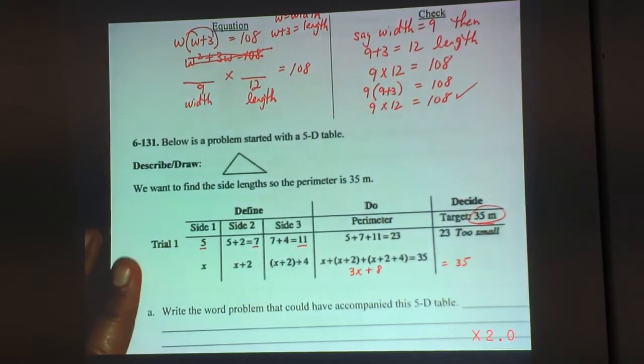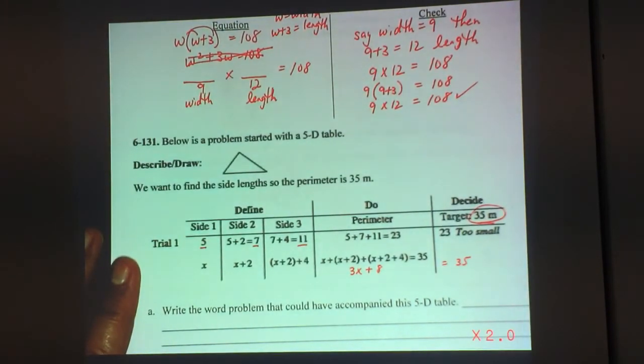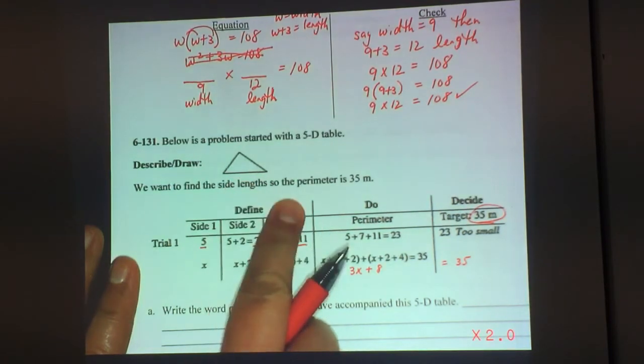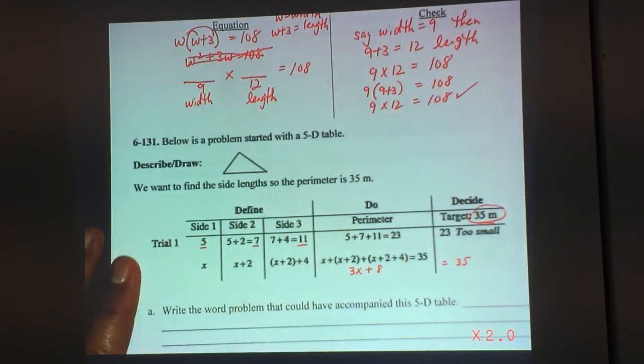All right. So A. Write a word problem that could have accompanied this 5D table. Well, they kind of already gave it away by telling you that we were trying to find the perimeter of a triangle. So let's start there.